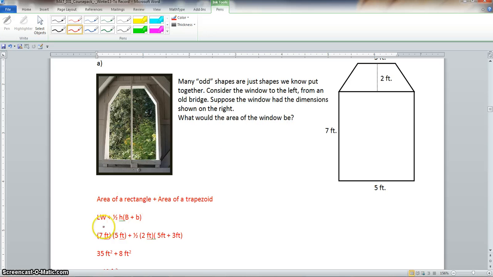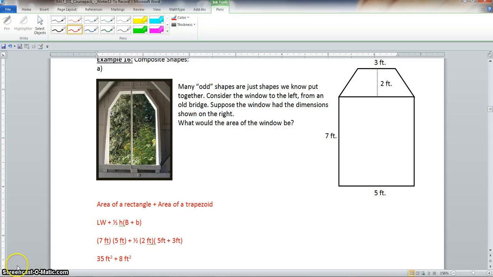So we know the area of a rectangle is length times width, and then we add half of the height times the larger base and the smaller base. Okay, now we substitute. The length is 7 and the width is 5, plus half of the height, which is 2, and the bottom base here is 5, because this is the same length as this base here. So this would be 5 feet plus the smaller base, which would be 3 feet.